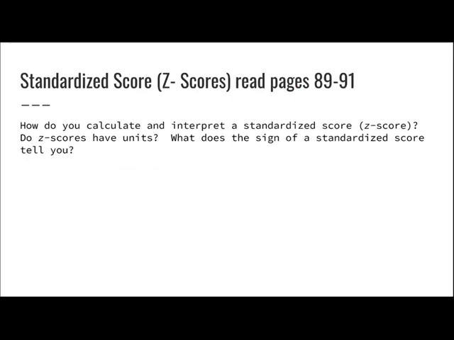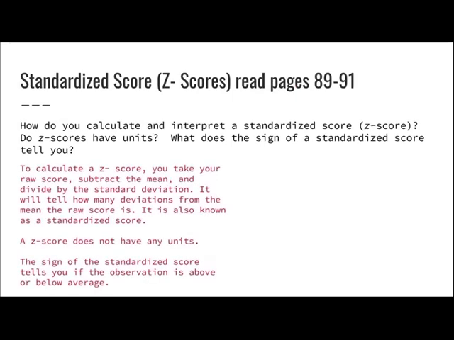All right, so now we have z-scores. So read pages 89 through 91. How do you calculate and interpret a standardized z-score? Do z-scores have units? What does the sign of a standardized score tell you?